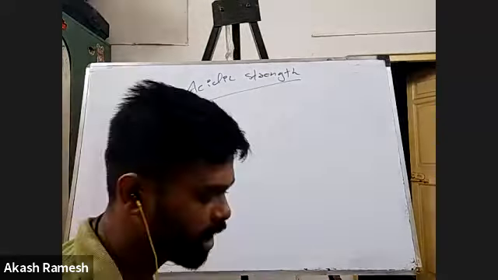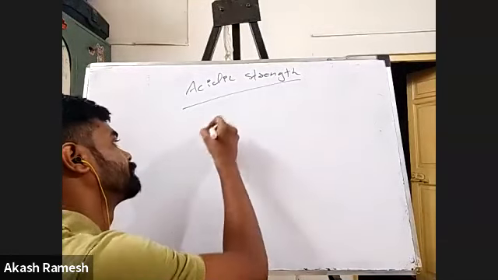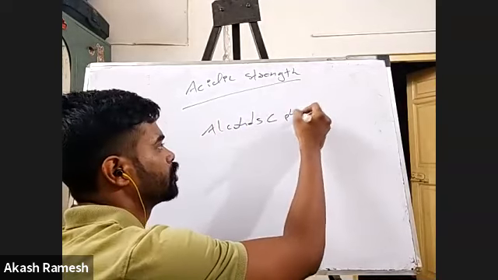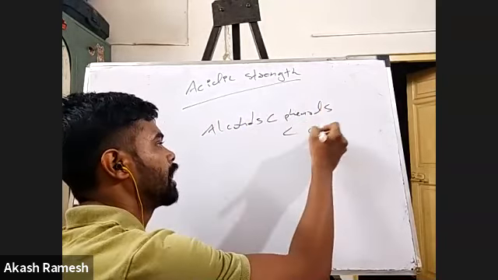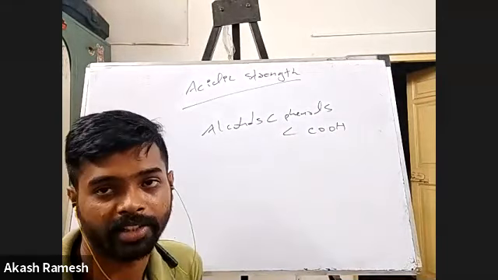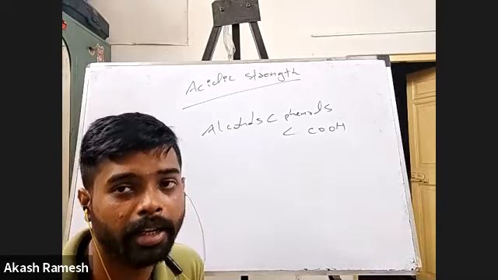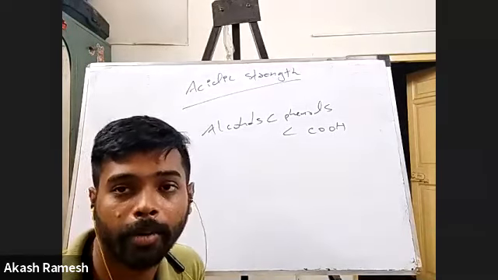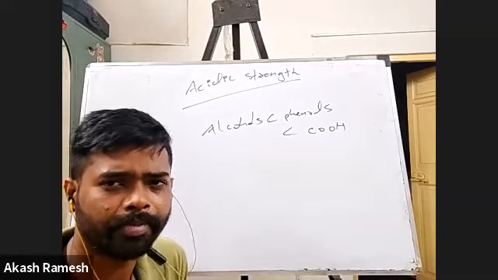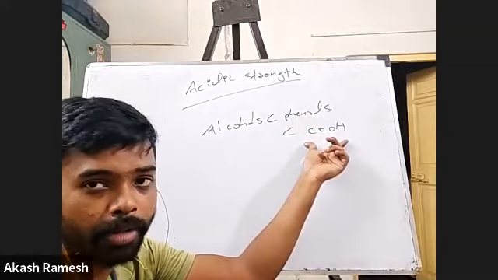Okay, so generally what you have to understand is, alcohols are the least acidic, then comes your phenols, then the carboxylic acids. So this is generally the order of acidic strengths. Don't forget it. Alcohols are the least acidic, then comes phenol, and the carboxylic acids have the maximum acidic strength.